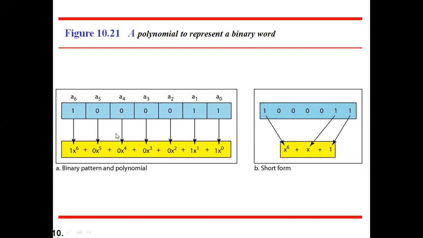So the short form of this entire equation has been done here, because we have only 3 bits with coefficients. That is the x6 bit, then the x1 bit, and the x0 bit. Then the short form of this particular polynomial equation is x6 plus x plus 1. So this is how you need to represent your binary data as a polynomial.